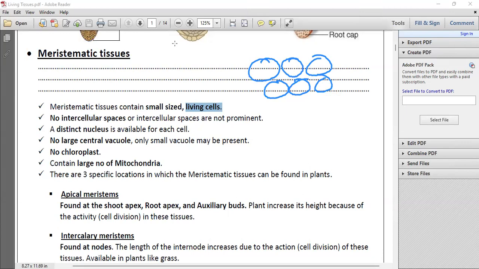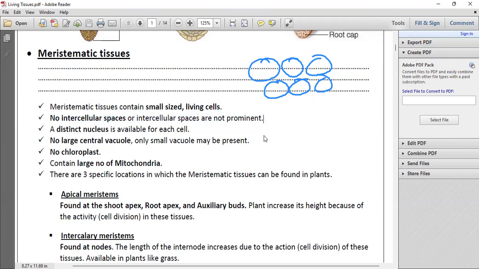But meristematic tissues lack these intercellular spaces; they are very tightly, very strongly packed, so they have no intercellular spaces at all, or else there would be very minimal ones that cannot be considered prominent spaces. That means negligible spaces are there between cells. So basically, you can consider that meristematic tissue has cells with no intercellular spaces among them. That's a very important fact that you need to understand and highlight.